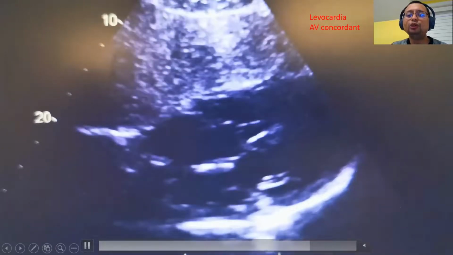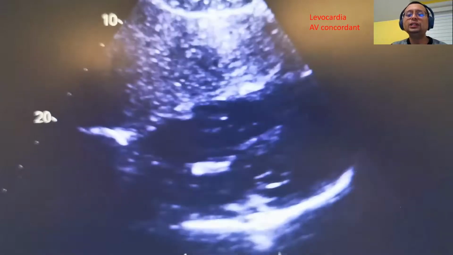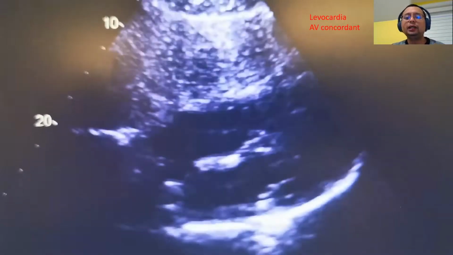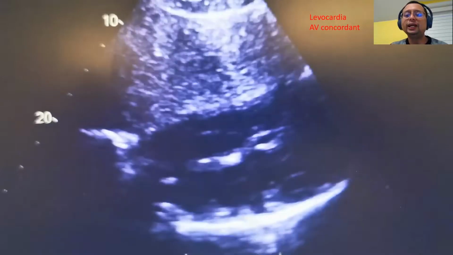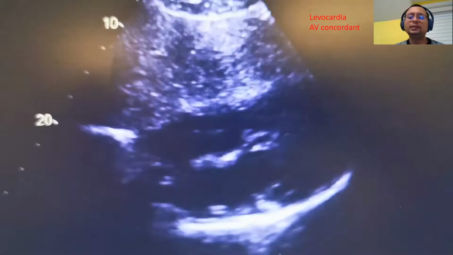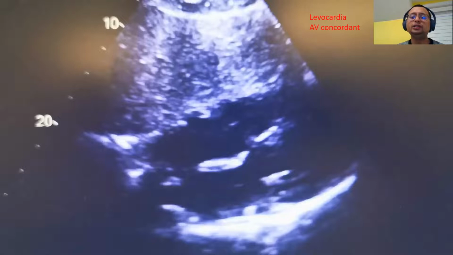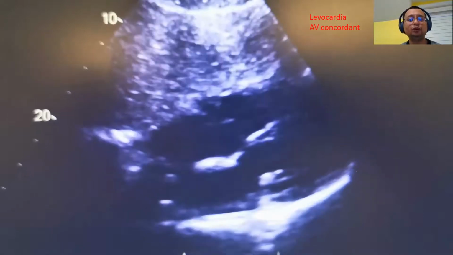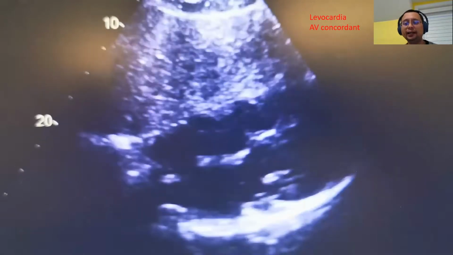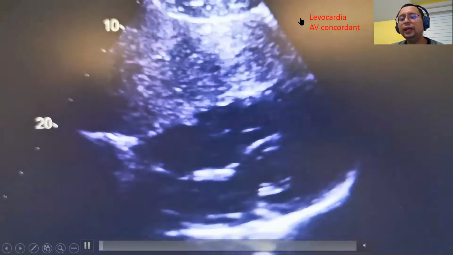Position is different. If the patient has, let's say, a position, that is the position of the heart inside the thorax. If the heart is on the right side of the thorax, that is called dextro position. Left side of the thorax is levo position, and the middle of the thorax is meso position. That is the difference between cardia and position. So this patient has levocardia, that is good, and also AV concordance.